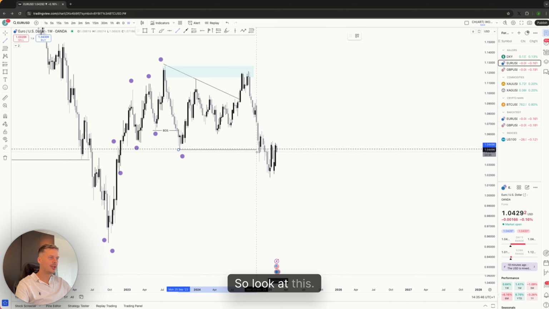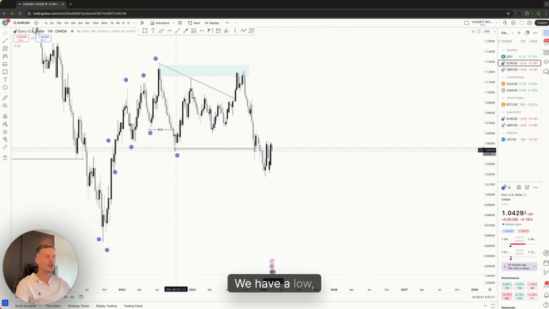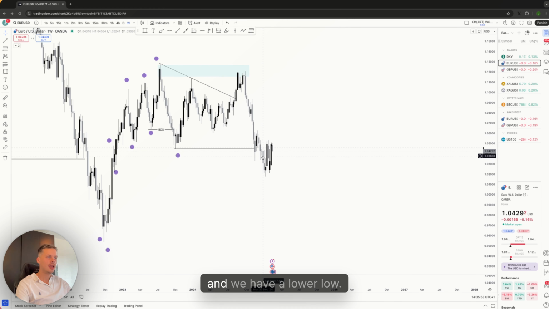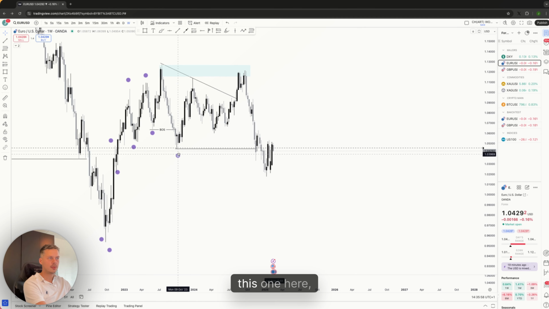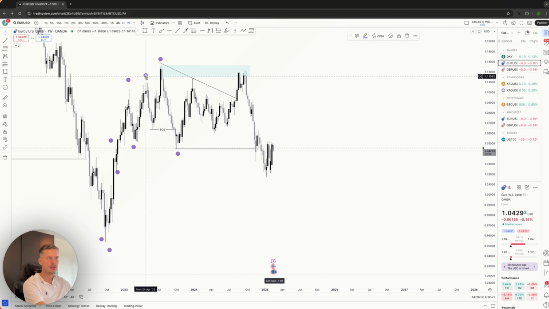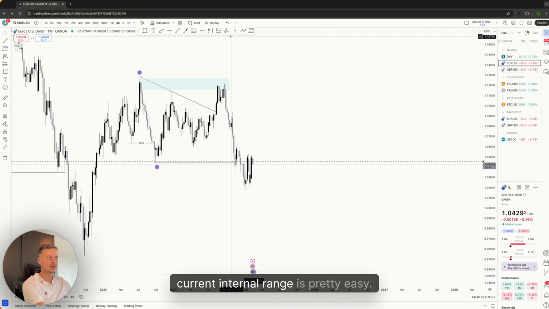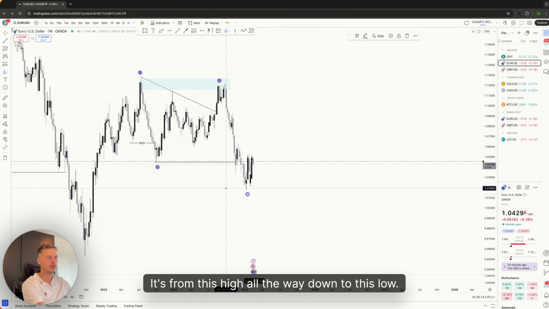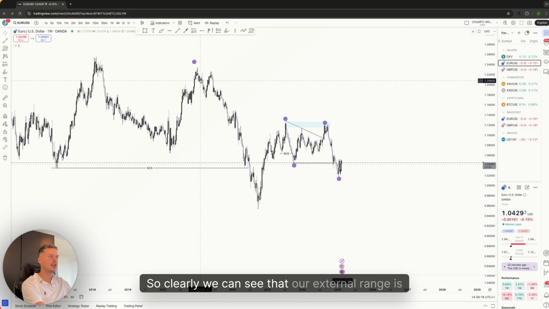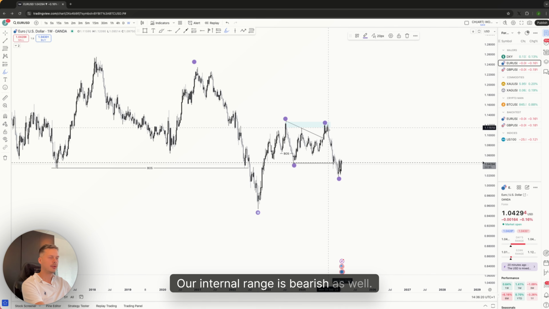So look at this. Now we have it even more confirmed. We have a high, we have a low, we have a lower high, and we have a lower low. So to delete everything, this one here, this one there, this one gone. So current internal range is pretty easy. It's from this high all the way down to this low. So clearly we can see that our external range is bearish, our internal range is bearish as well. Pretty interesting if you ask me.